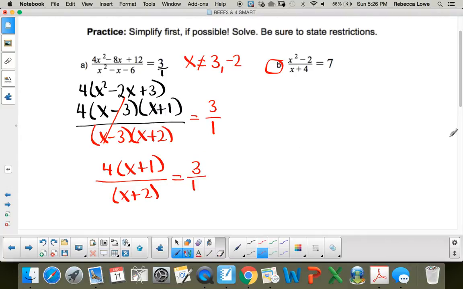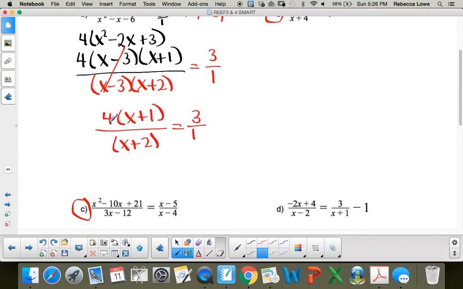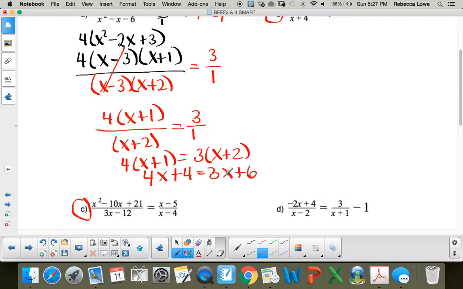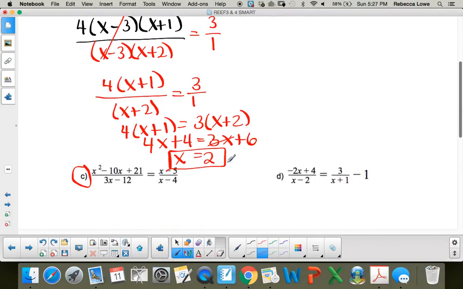So now I have a proportion, so I can cross multiply. I'm going to do 4 times x plus 1 times 1, and then I'm going to do 3 times x plus 2. And I do need to use the distributive property. And then I will solve. So I get 4x plus 4 equals 3x plus 6. I'm running out of room here. 3x will go. I'll get x on this side. This will go. I'll get positive 2 on the right side. Just double check that that is not an extraneous solution. It's not. Good to go.